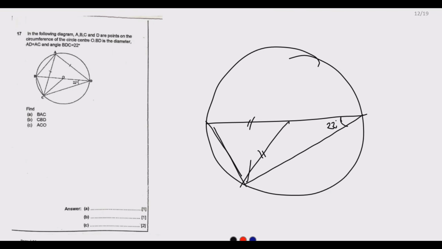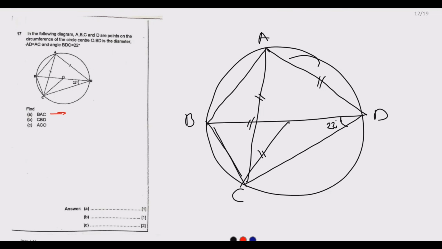From here we come here, then we join there, such that these two are equal. Great. So this is A, this is B, this is D, this is C. Then what you are told is to find BAC. Sorry, I forgot to draw this line. So find angle BAC. So basically we are being asked to find this angle.